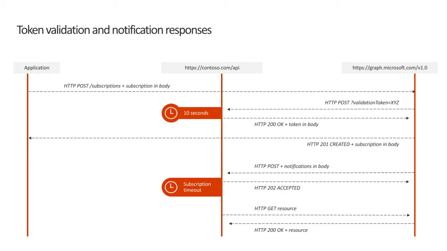The initial subscription request includes a client state, which should be matched against the client state that I received from Microsoft. My API has about 10 seconds to reply to a notification with an HTTP 200 before Microsoft is going to try and resend the request.